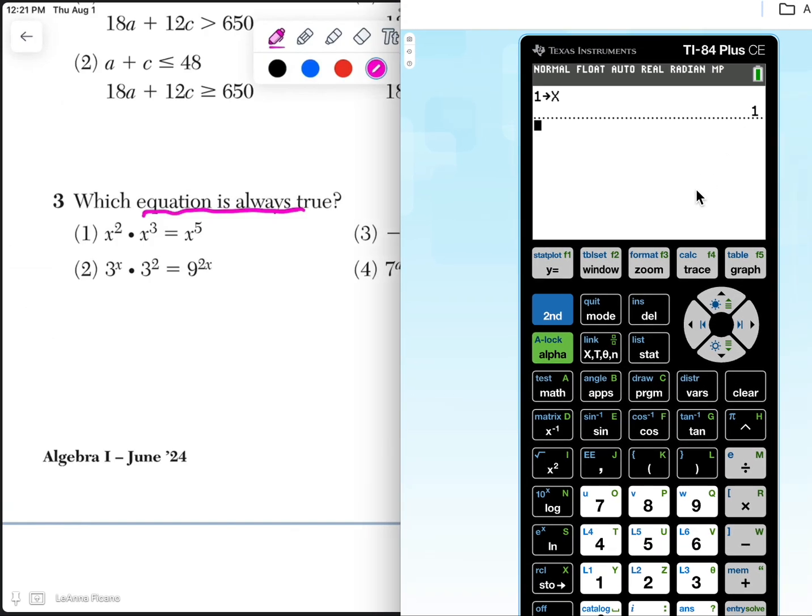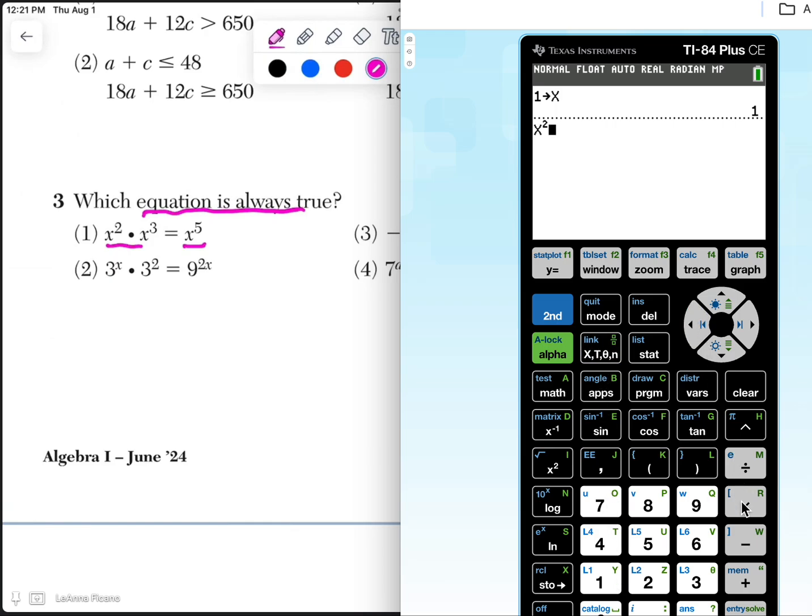And now I'm going to just write in the equations and see which one gives me the same value on the left side of the equal sign and the right side of the equal sign. Okay, so which one makes the equation true? So we have x squared. I use the up arrow sign or caret sign. You can use the square button, right? But when you're going to use other exponents, you're going to have to use that up arrow sign.